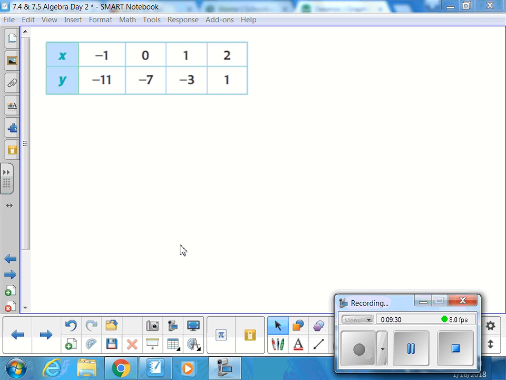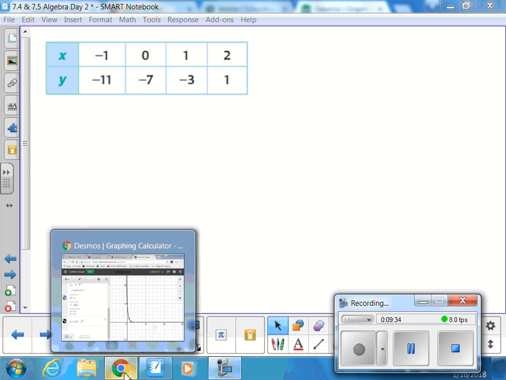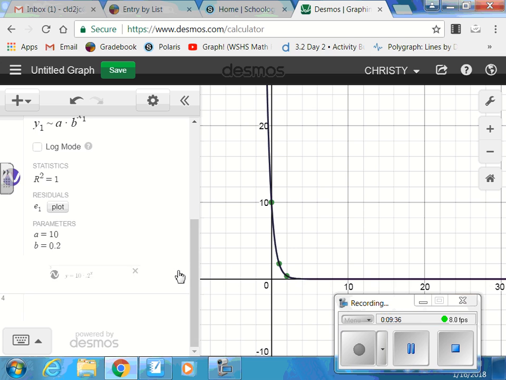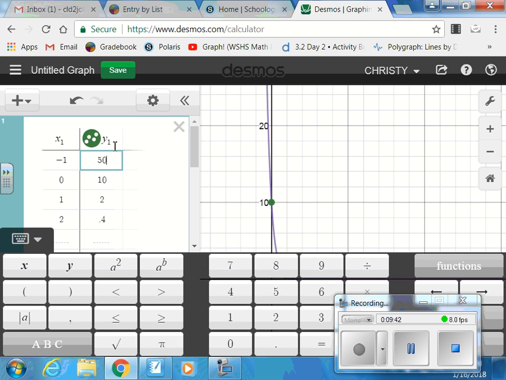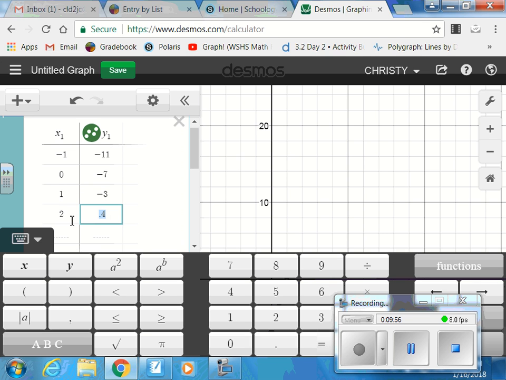All right, we have a new table of values. We're going to go ahead and stick in Desmos. Let's head over to our Desmos. You can clear out your old things. I would actually keep your regression line because you're still going to be trying to make a regression line. Let's just change our values. So our first entry is a -11. Our second entry is a -7. Our third entry is a -3. And our fourth entry is a 1.